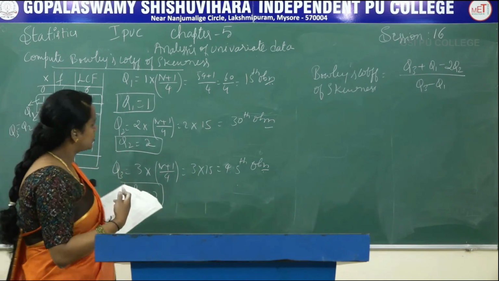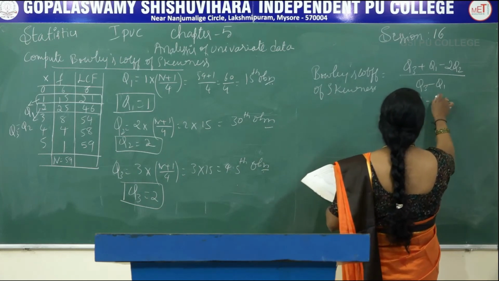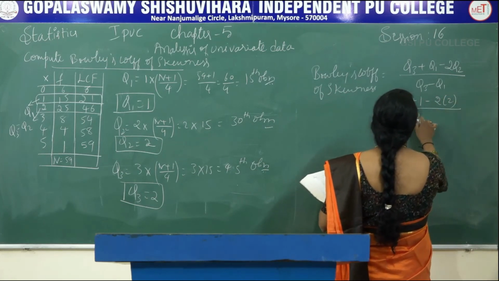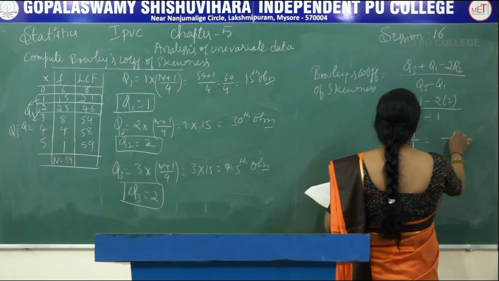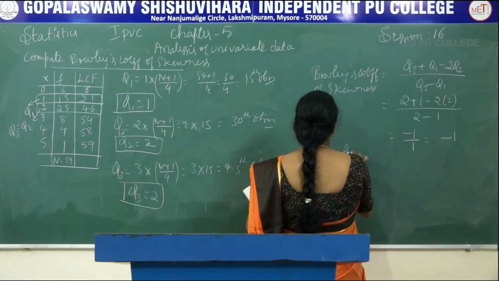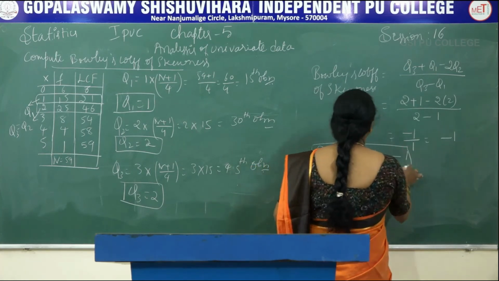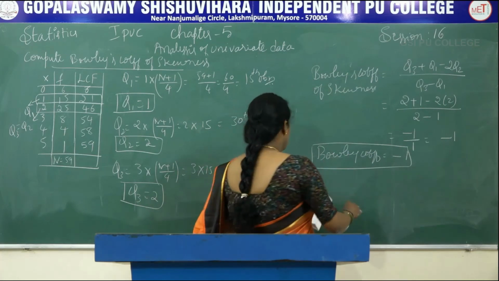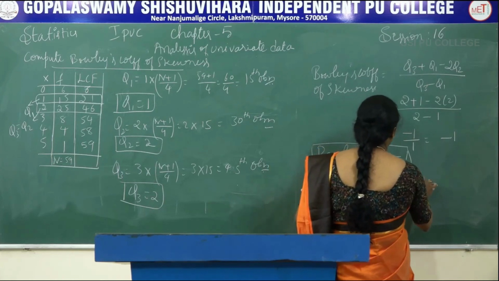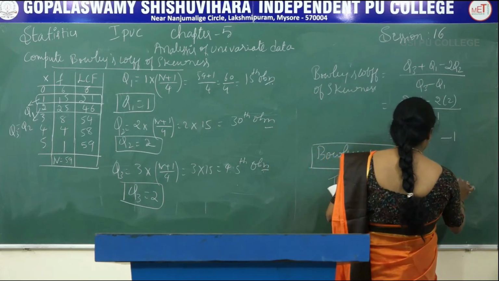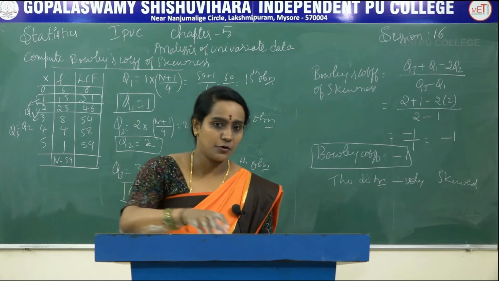So substitute Q1, Q2, Q3 values in Pauli's coefficient. This is (2 plus 1 minus 2 into 2) divided by (2 minus 1). This is minus 1 by 1. This is minus 1. So Pauli's coefficient is minus 1. Since we got a negative value, that is minus 1, the distribution is negatively skewed distribution.